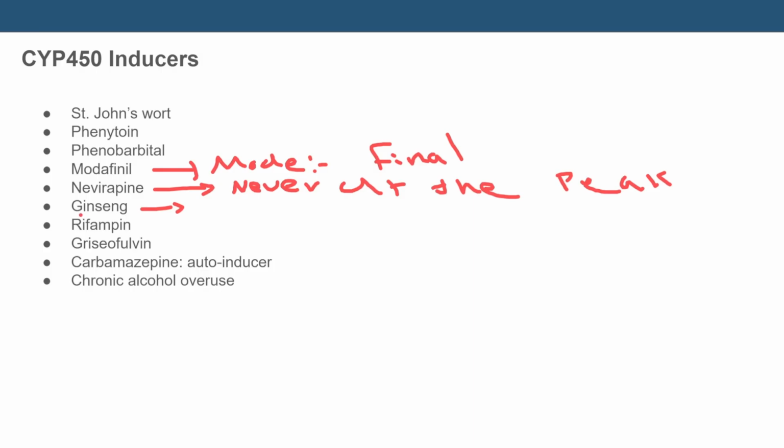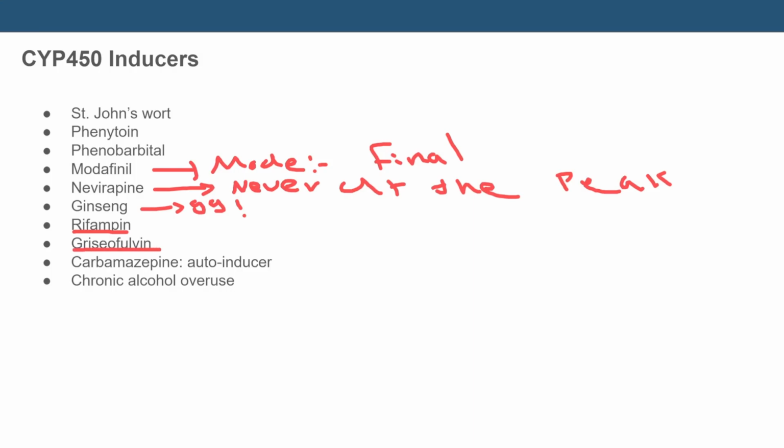So ginseng starts with a G and ends with a G. So it's like being in a game and saying GG, good game. Because your drug levels are going to be defeated. They are going to be down. Now another one is rifampin. Rifampin to me sounds like a rifle, and when you have a rifle, you can shoot down the drug levels.